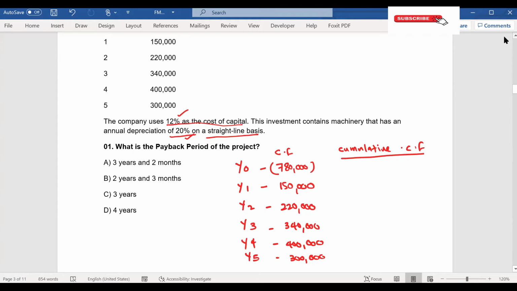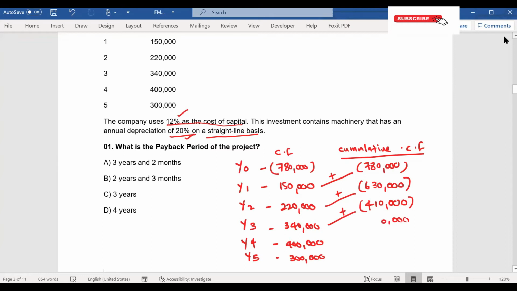So when you take the total, this is the 780,000. So now 780 plus 150. So that will be how much? 630,000. Then 630 plus 220,000. So how much that will be? 410,000. Then 410,000 plus 340. So that will still be a negative balance.